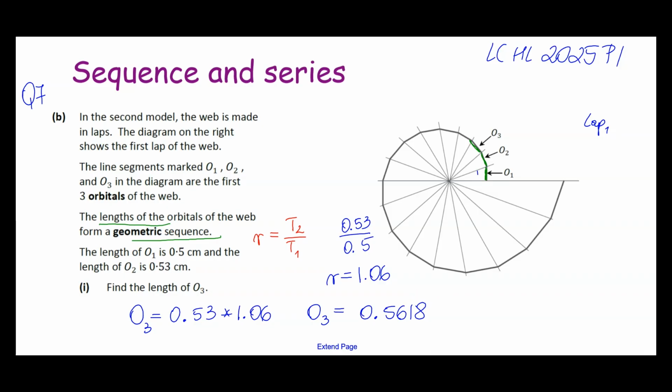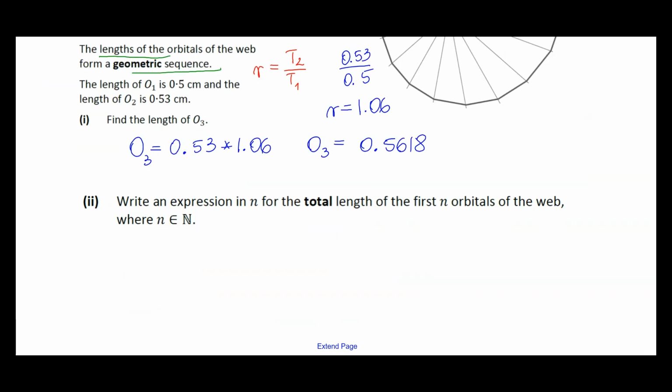Let's have a look at the next part. Write an expression in n for the total length. Again, that word total means what? All the lengths added. And when they are added, we are talking about Sn of the first n orbitals of the web. So we go to our table and we copy the formula for the sum of a geometric sequence. And now we fill in our values. So the first value is what? 0.5.